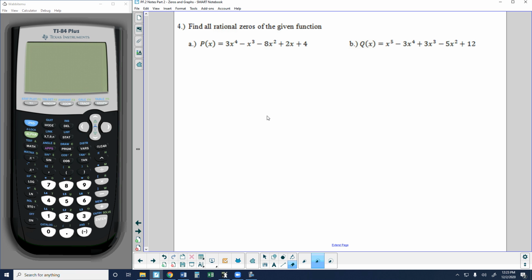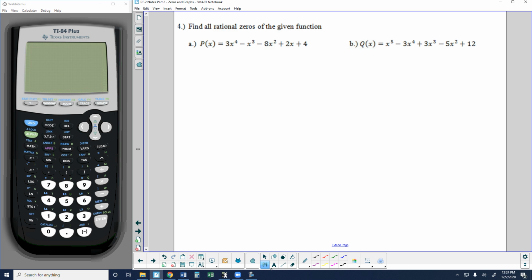Unfortunately, we don't have any techniques to factor P of x in 4a directly because it is a quartic polynomial. It has more than 3 terms. It's not a trinomial, so we can't break it down into 2 binomials. It's not a difference of 2 squares or a sum of 2 squares. It's too many terms. It's an odd number of terms. We can't group it without some very creative manipulation. So what we're going to do is look for possible rational zeros.